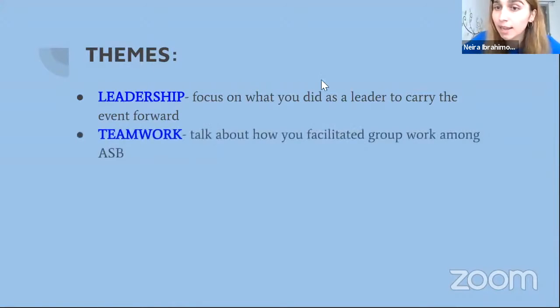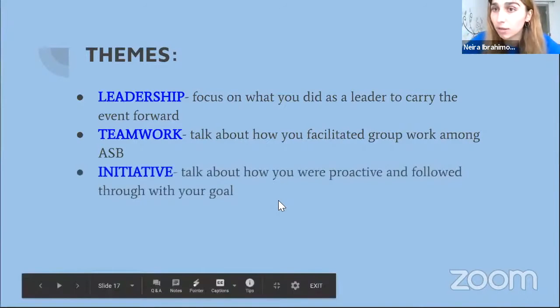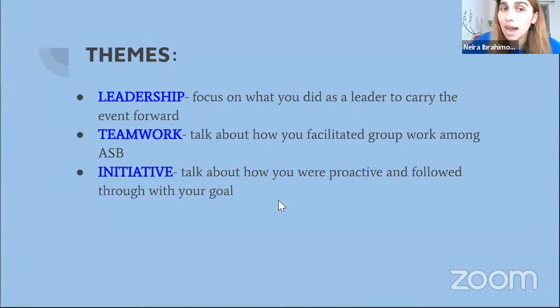If you talk about teamwork, then your main focus in the essay would be how you facilitated group work among ASB. So it's less about your specific role in yourself, like what you did as that leader. It's more about how you facilitated this teamwork and how this teamwork changed your perspective of things. What teamwork means to you? Why does teamwork make you work better, or why does it not? If you talk about initiative, then your main focus is how you were proactive and followed through with your goal. Maybe in this case, you would talk about how ASB never had this event before, and you were the one who really wanted to take that initiative and push it forward.